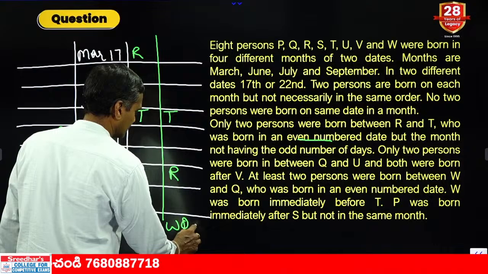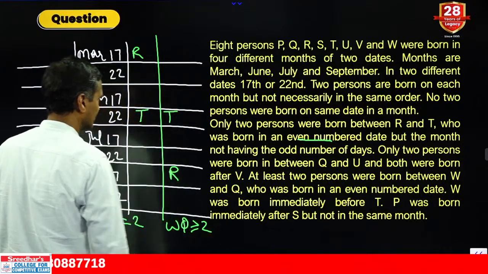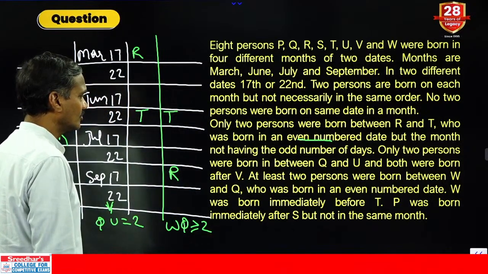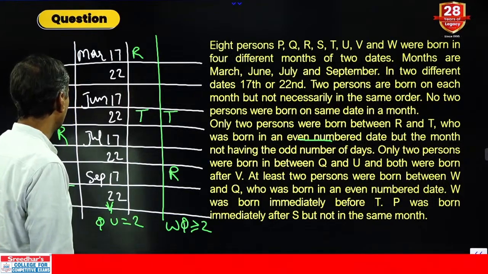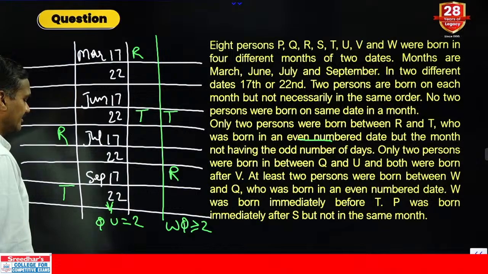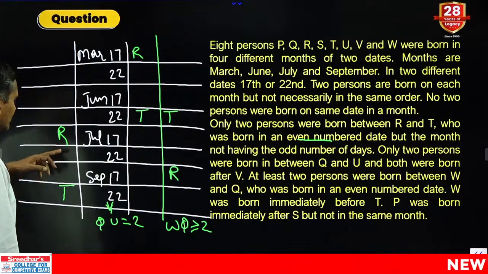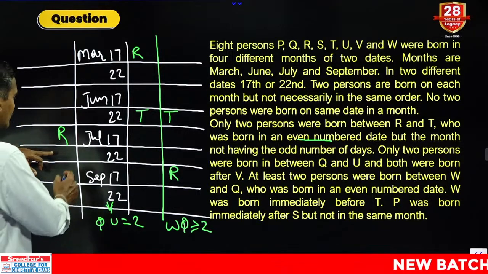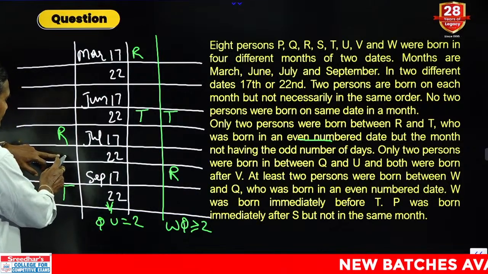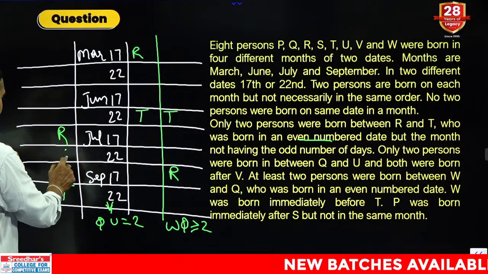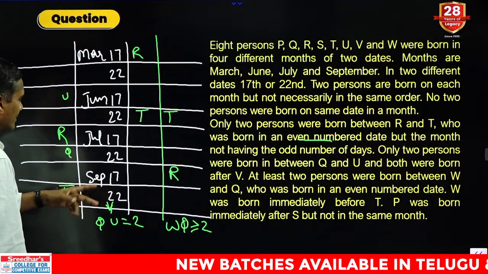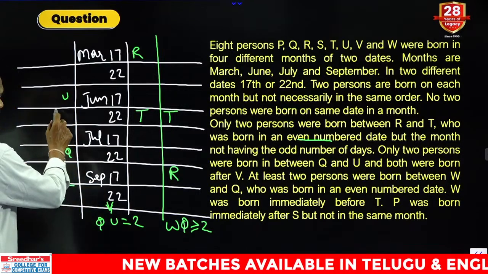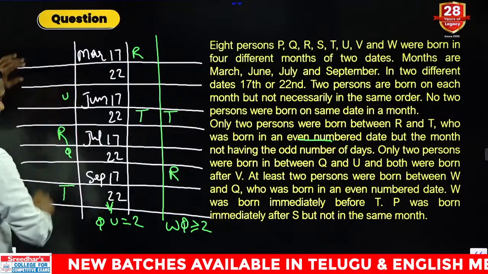At least 2 persons, greater than or equal to 2 persons between W and Q. Q was born in an even number year, even number date. That means Q must be an even number date, and Q must be the 22nd. Now if Q is here, let us take for example, then 1, 2, U will be here, Q is here, then U will be here. Then W and Q more than 2, hence 1, 2, and W can be at any one of these places, isn't it?